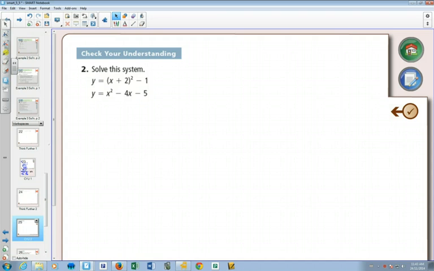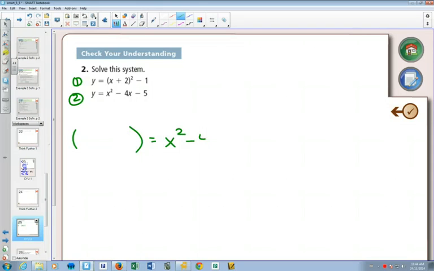Again, looking at this, substitution or elimination, I would choose substitution since there's a variable written all by itself. It happens in both equation 1 and equation 2. So if I rewrite equation 2, what could I put in here?